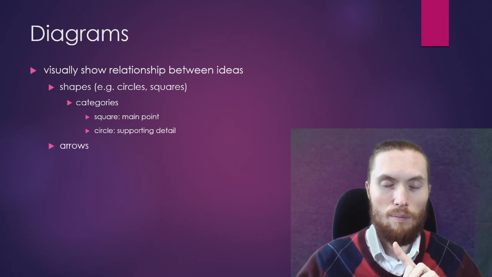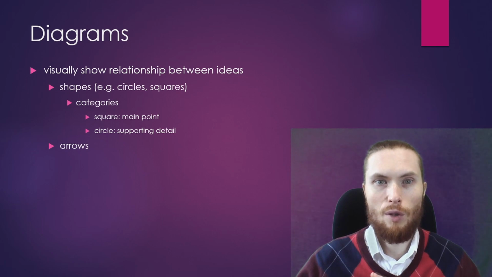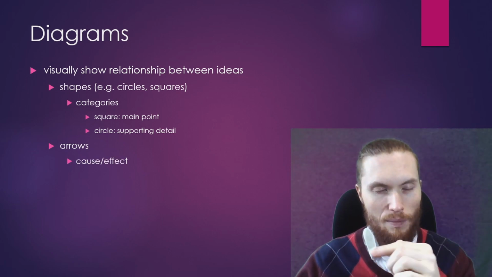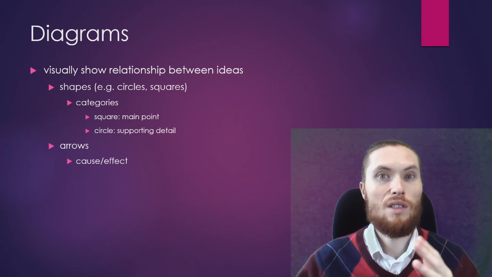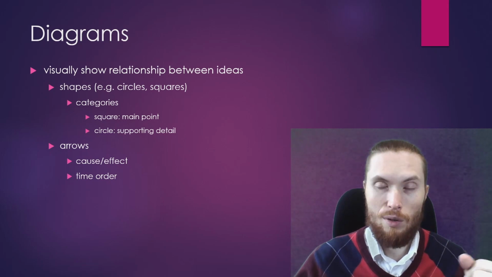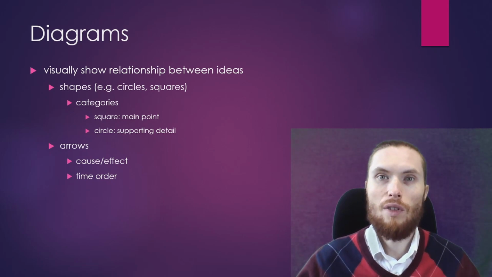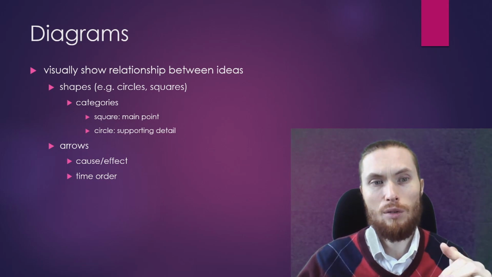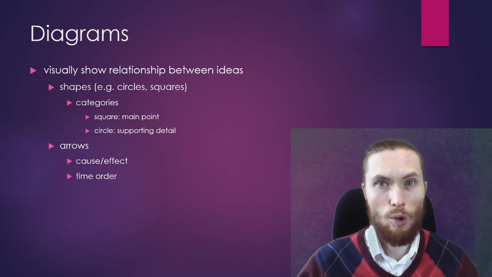Also, diagrams use arrows to show the relationship between ideas. Arrows show a direction. You can use this to show cause and effect and time order, or other things too if you get creative. So in this video, we'll look at some examples of how to use arrows and shapes to show cause-effect and time-order relationships. So let's look at some examples.